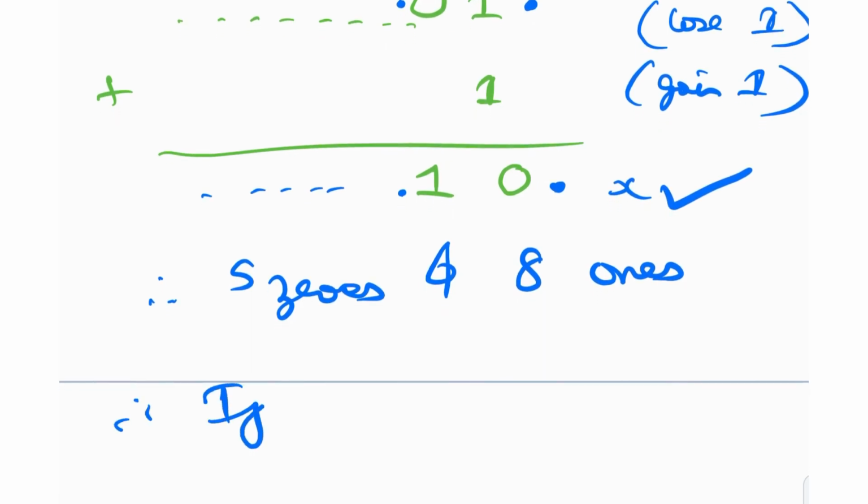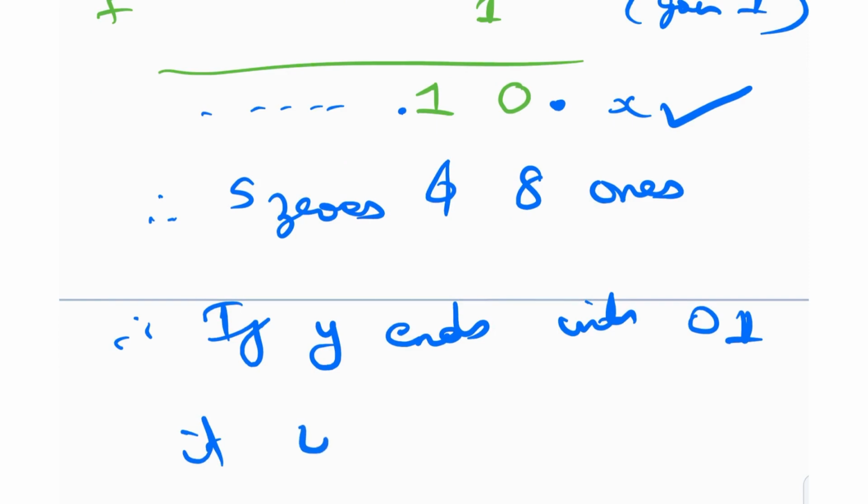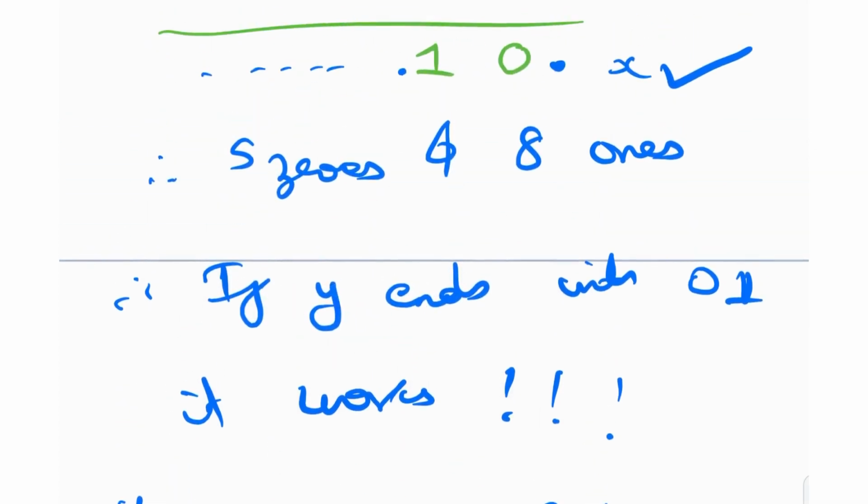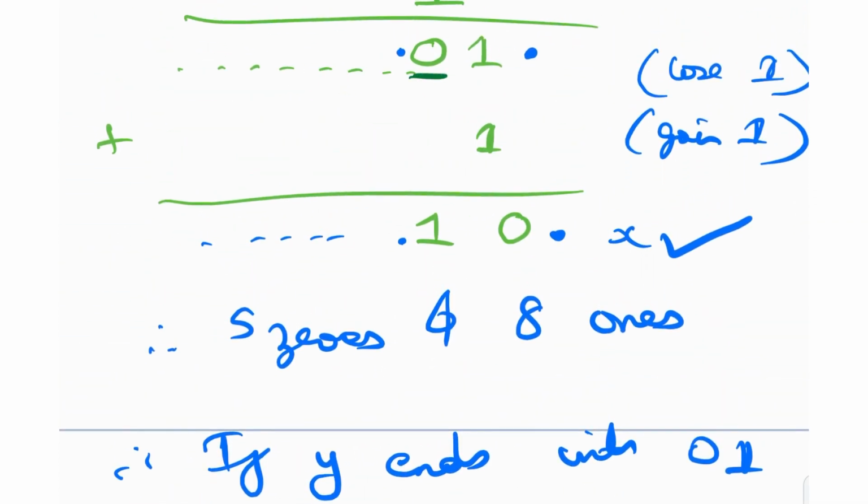Therefore, if Y ends with 0, 1 as the last 2 digits, it works. It works amazingly well. So for example, Y will look something like this: you have 11 digits, I don't know what they are, I neither care what they are. The 12th one will be 0 and the 13th one will be 1. So it will look something like this. So we just considered the case where the second last digit is 0.